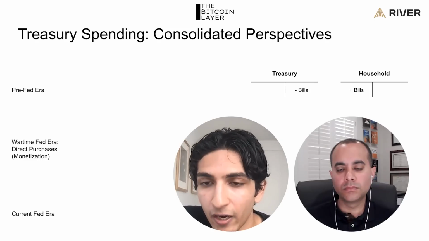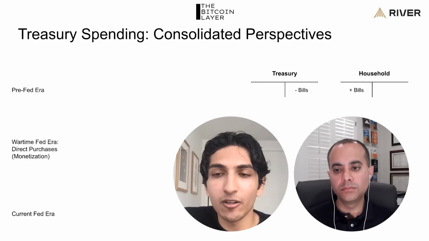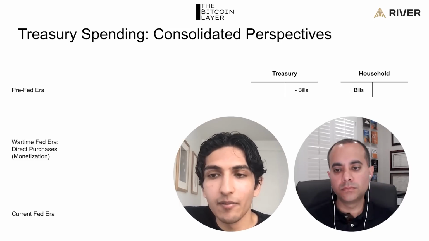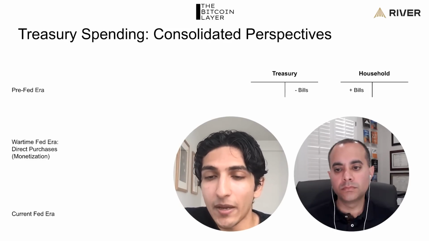So, early on when the Treasury tried to do this, the private sector was kind of skeptical. They were like, but is this money? But very quickly, these bills started trading as if they were money. And so this is the literal most simple example of what Treasury spending looks like.